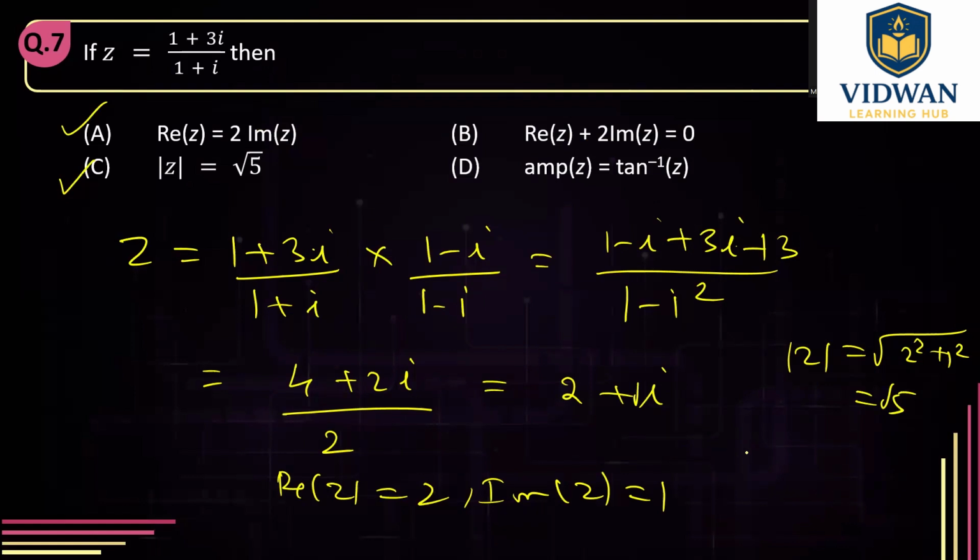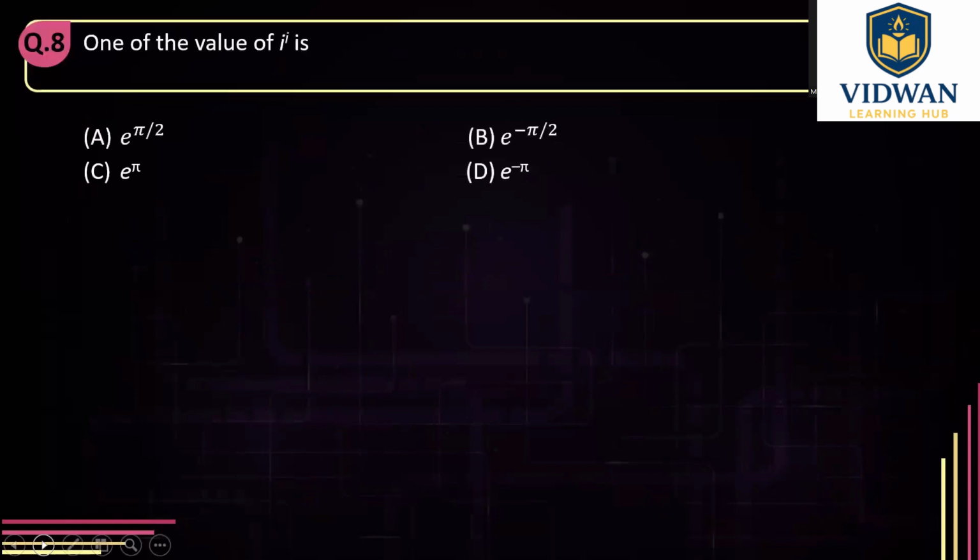And amplitude of Z, if I write down, it is tan inverse mod of B by A, tan inverse 1 by 2. If I give you, it is correct. But they gave tan inverse Z, which is not correct. So this is wrong and this is wrong. Only A and C are correct answers. So this is also quite simple. Now let's move on to the next question.